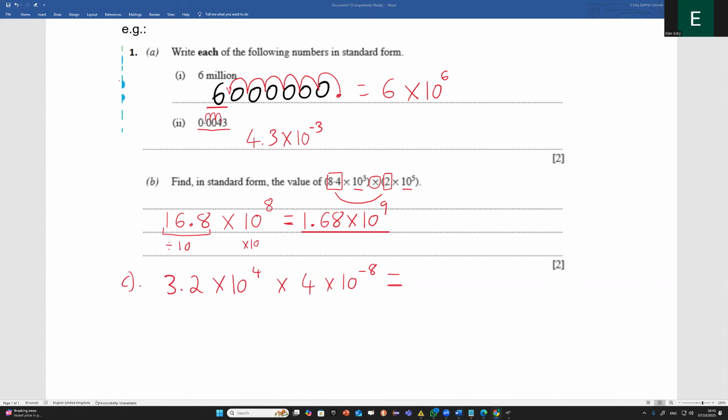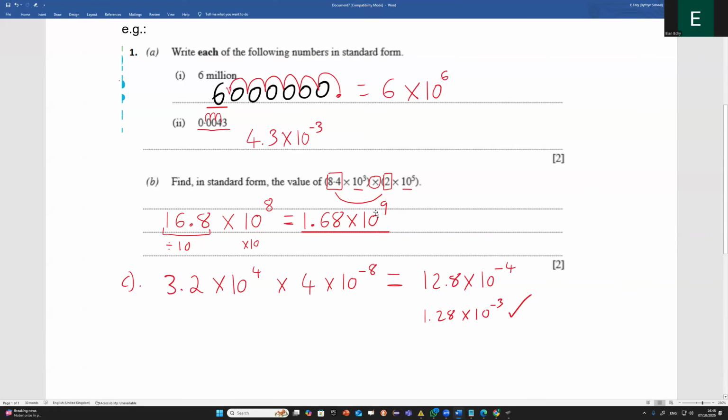4.8 times 10 to the minus 4. 1.28 times 10 to the minus 3. So we get 12.8 times 10 to the minus 4. So you get 1.28 times 10 to the minus 3. That is great, no issue with that one.